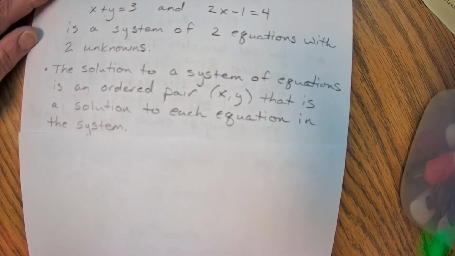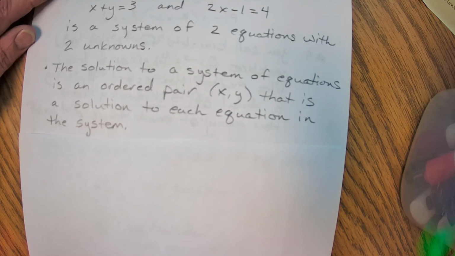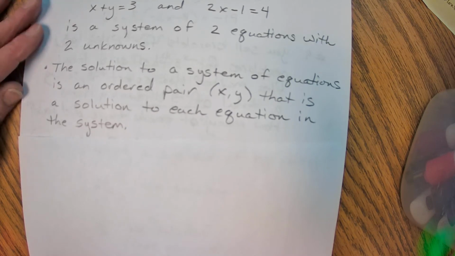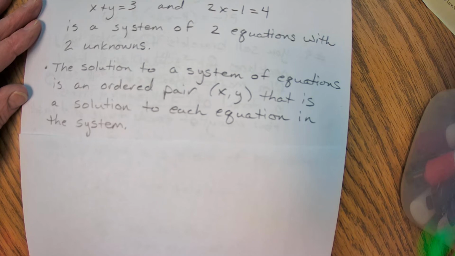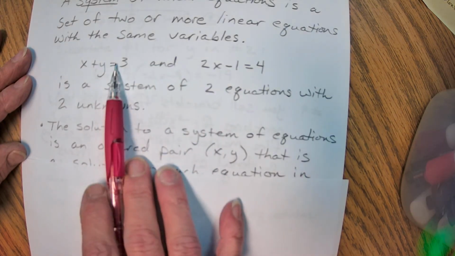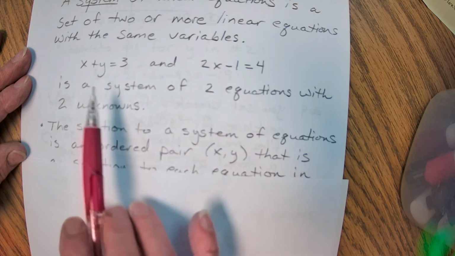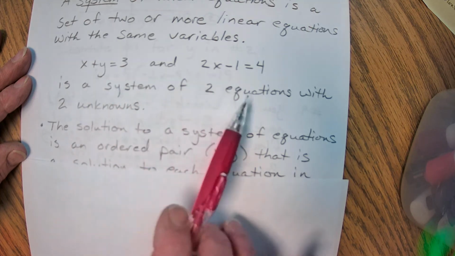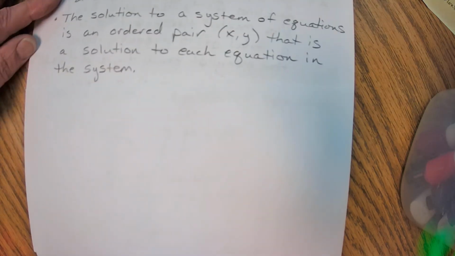The solution to a system of equations is an ordered pair that is a solution to each equation in the system. In other words, if we were to graph both of these, the solution is the point where those two lines intersect. It's the point that satisfies both equations.